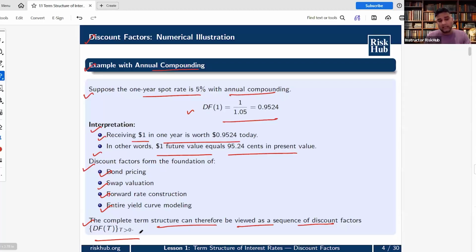The last point I'll highlight is that DF of t, when t is greater than 0, means the collection of discount factors for every maturity greater than 0. This is the discount curve. Okay, that we need to understand, right?